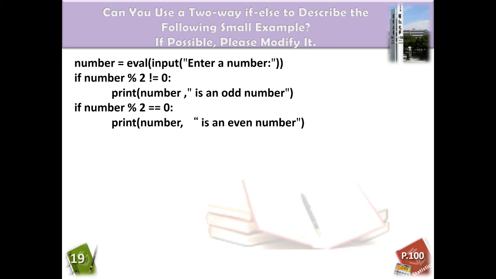Example, if possible, please modify it because there would be some problem. Enter a number, right? Input, eval, enter a number. If the number remainder 2 is not equal 0, then please print the number, right? Yeah, so we can also use two ifs. Yes, exactly, we can do that.